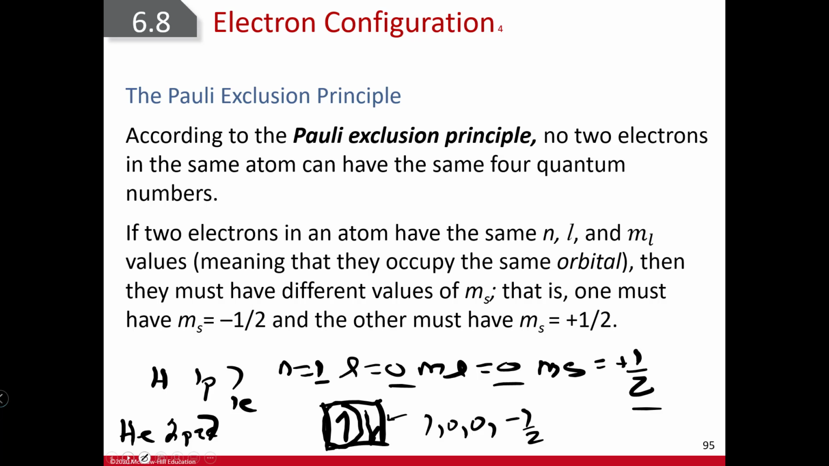So these 2 electrons have the exact same 3 quantum numbers, but they don't have the exact same 4, and that's what the Pauli exclusion principle says. Only one electron in an atom has a set of 4 particular quantum numbers. Each electron has a unique set of 4 quantum numbers. And that's what the Pauli exclusion principle is all about. No 2 electrons can have the same 4 quantum numbers. That's what we generally say.